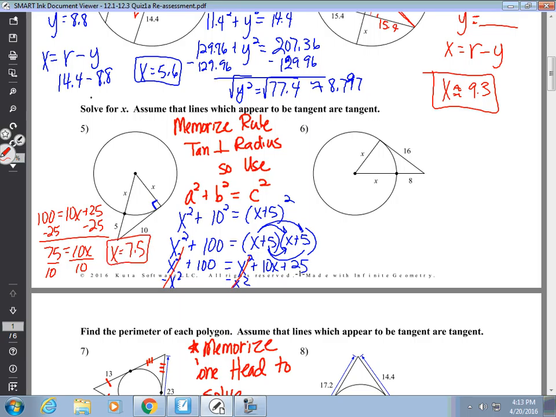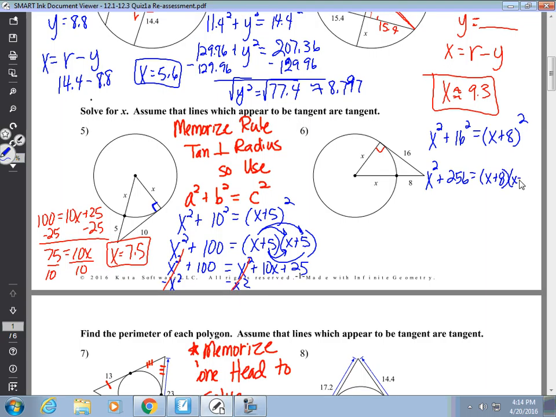So, same type of concept and setup here on number 6. The tangent, which is the 16, is perpendicular to the radius, which is x. So again, we're going to do Pythagorean theorem. X squared plus 16 squared equals (x plus 8) squared. So x squared plus, I think this is 256. Let me make sure. Yeah, 256, and this is really just x plus 8 times x plus 8.